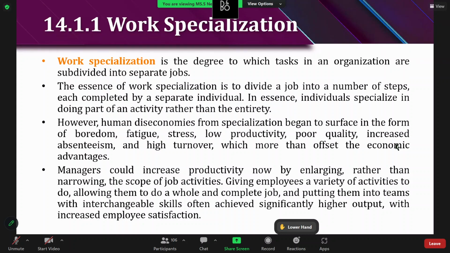So here the task of purchasing an equipment in an organization has been divided into many parts, and every part is done by a different individual. Not one particular individual does all these actions, all these tasks. Under work specialization, the task is divided into smaller parts, and every part is done by a different individual, or maybe a different group of people. So in a sense, the individual specializes in doing a part of an activity rather than the entirety.